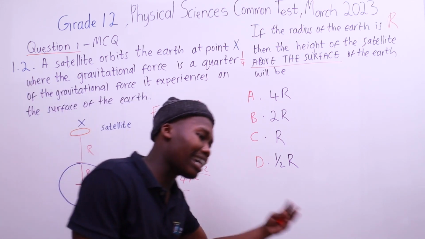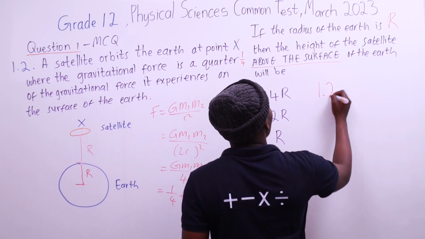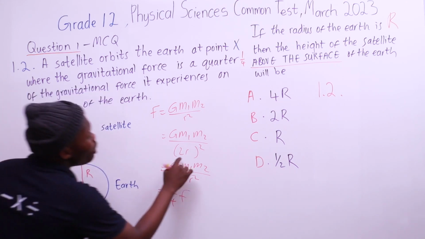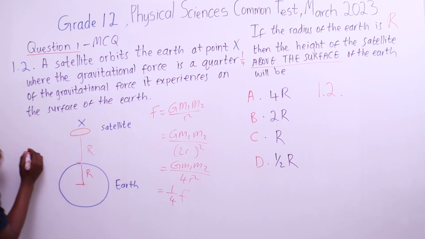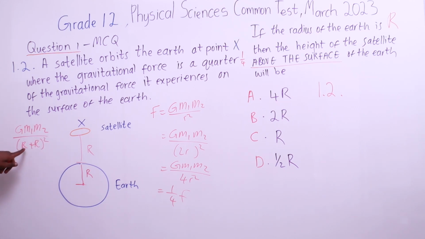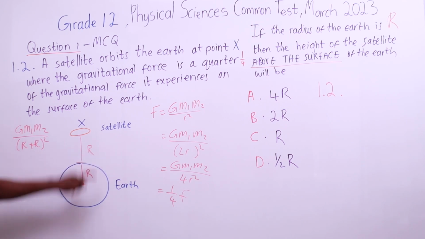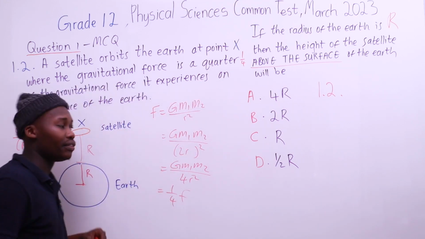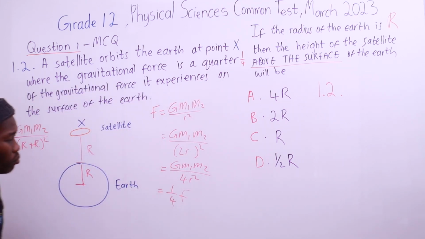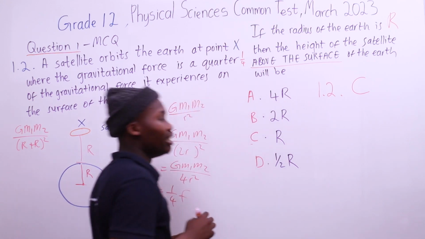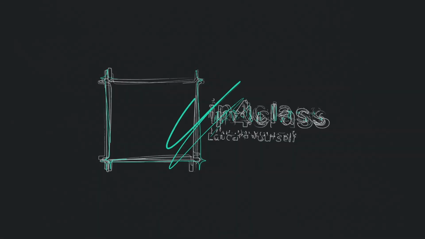So how do we write our answer? We write 1.2, and then we choose R. Why R? Because in 2R they included the radius, as if they said G M1 M2 all over R plus R, squared. We already have this R, so one more is needed for the gravitational force to be decreased to 1/4 F. It becomes a quarter of the original. So our answer is C. 1.2, we choose C. And then we move on to question 1.3.